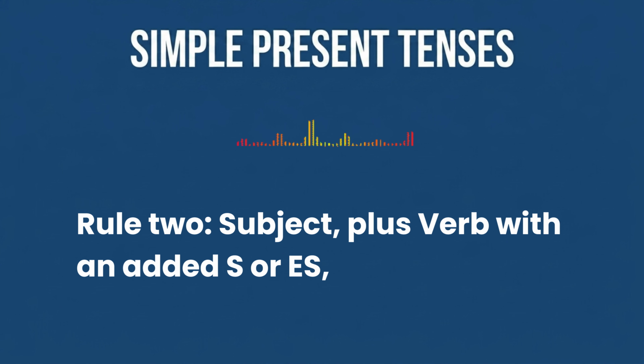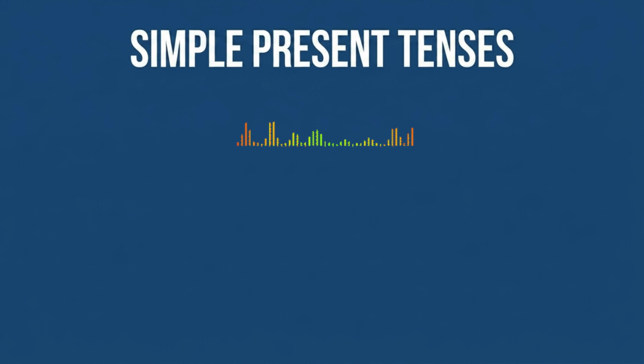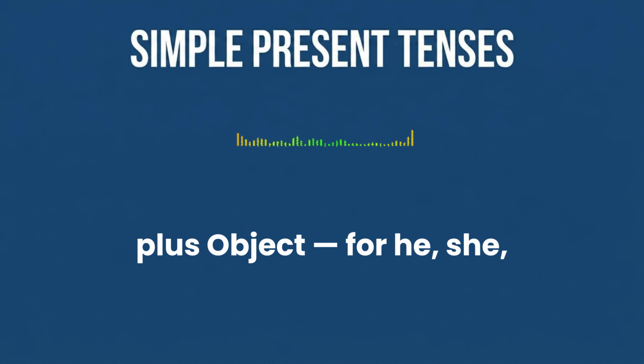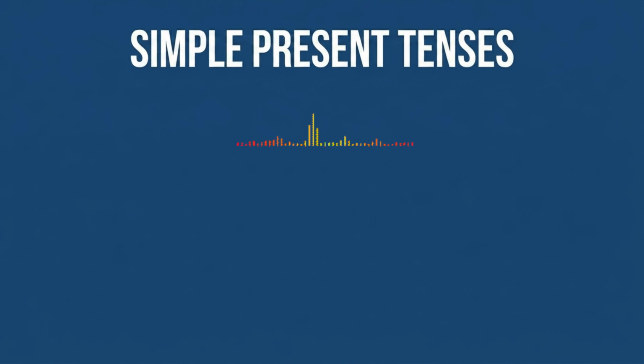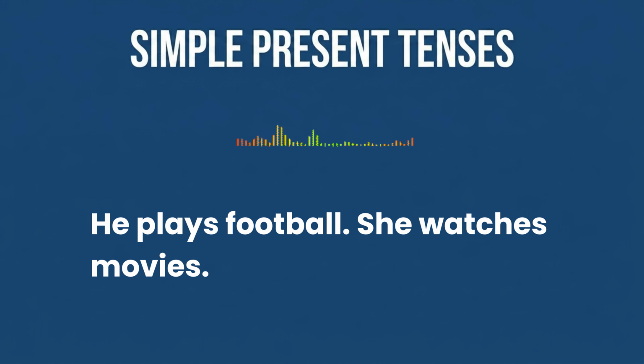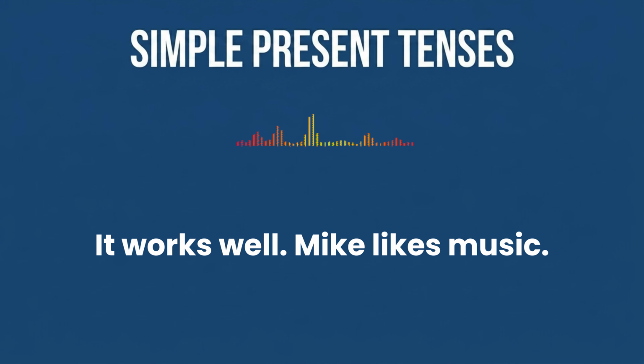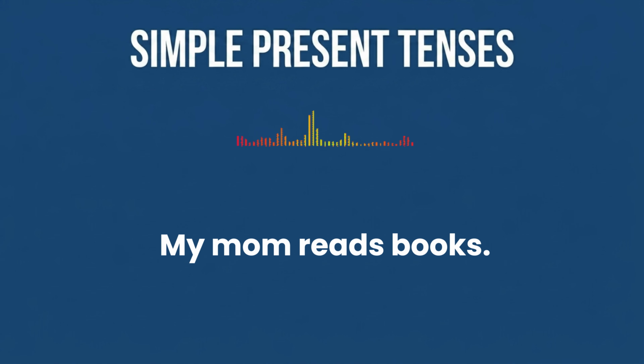Rule 2. Subject plus verb with an added s or es plus object for he, she, it, and also for singular names like Mike or my mom. Sub plus verb s/es plus object. For example, he plays football. She watches movies. It works well. Mike likes music. My mom reads books.